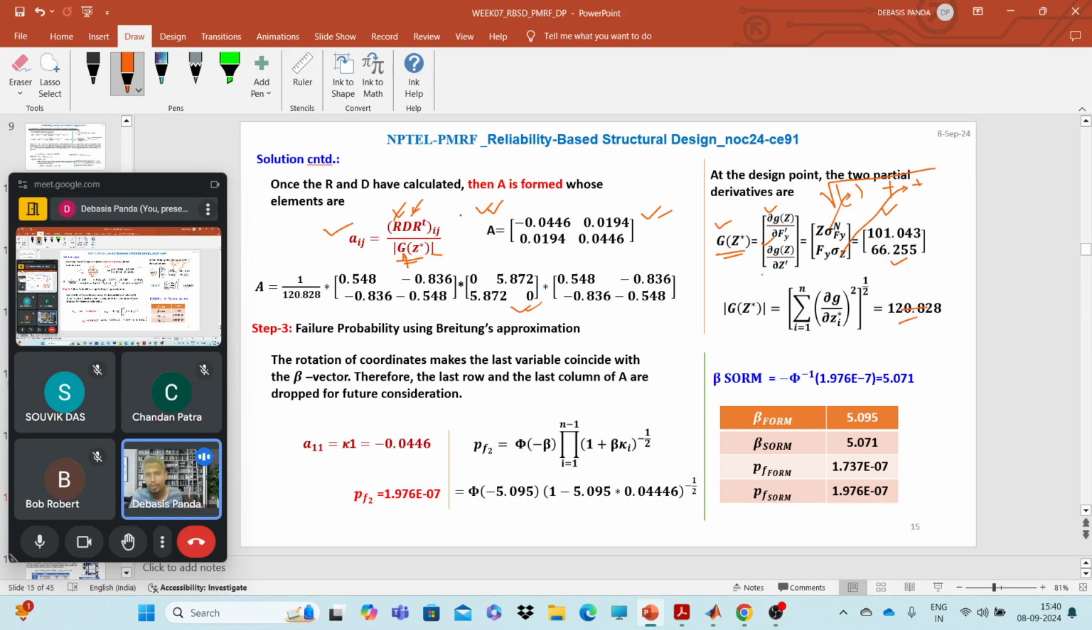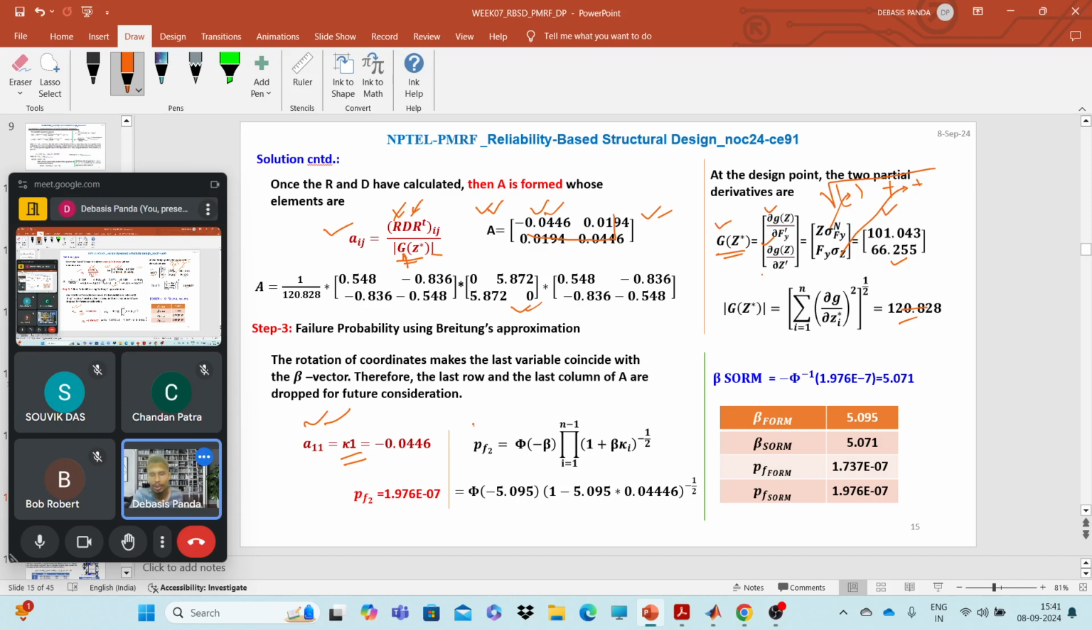Now once we have the A matrix, what do we need to do? We need to drop the last row and last column of the matrix. Here we only have a 2 by 2 matrix, so we'll be left with this, and this is nothing but kappa 1.